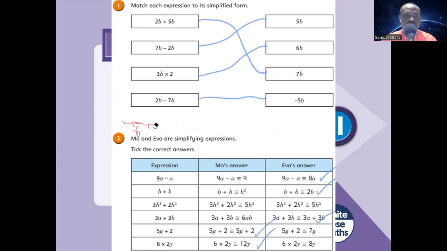All right, let's move on. And then for question 2, you were asked, Mo and Eva are simplifying expressions. Tick the correct answers. Okay, so you can see these are the ones that are the correct answers. 9a minus a is 8a. For example, b plus b is 2b. 3a plus 3b, we cannot simplify that any further, so we just write that the way it is. Okay, let's move on.